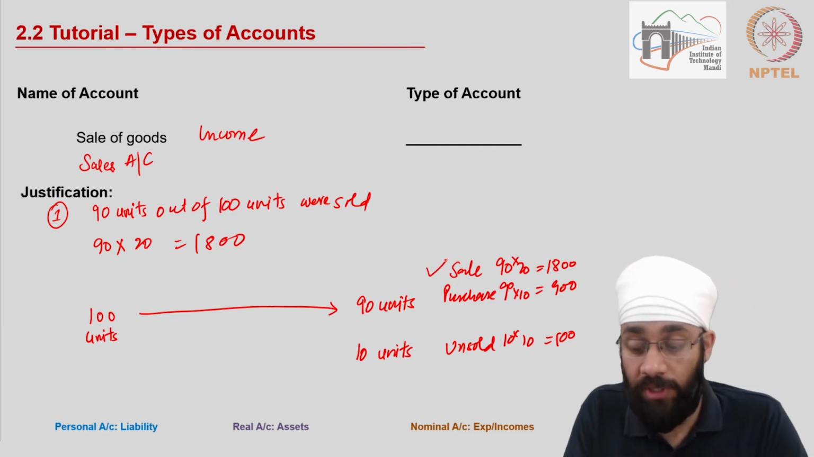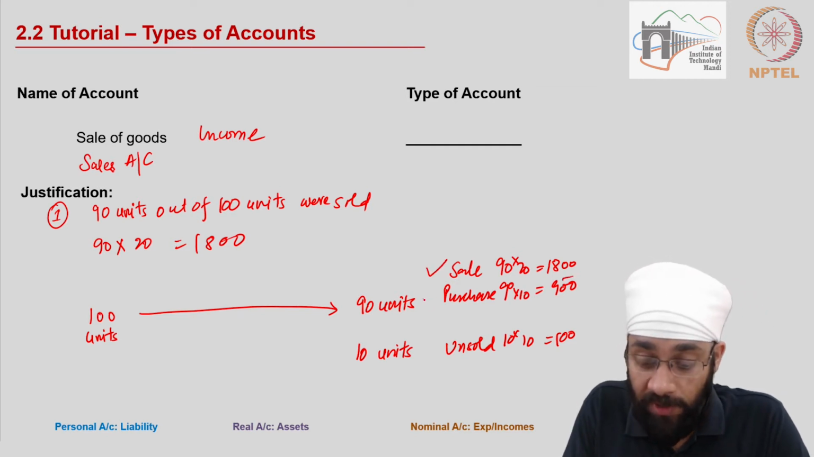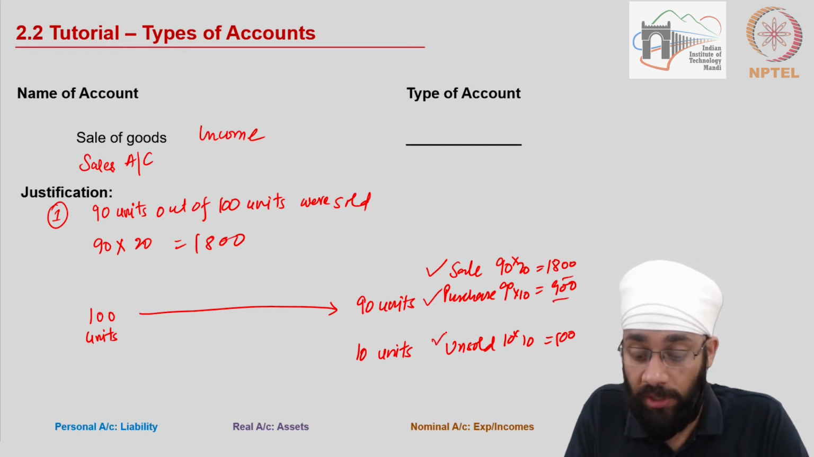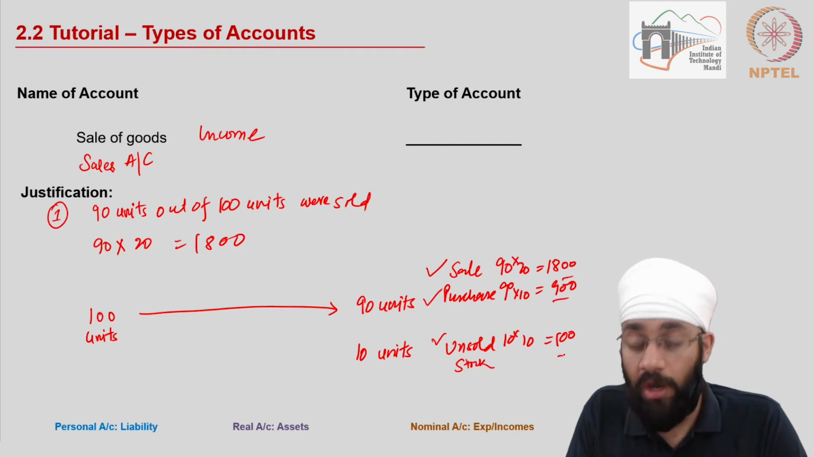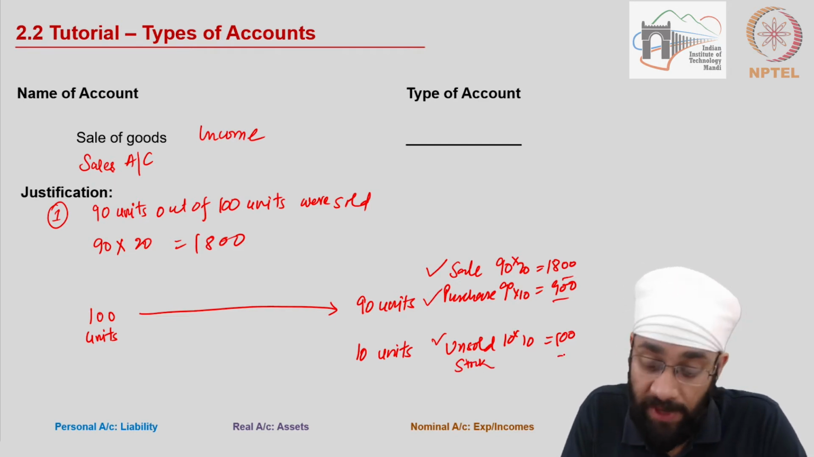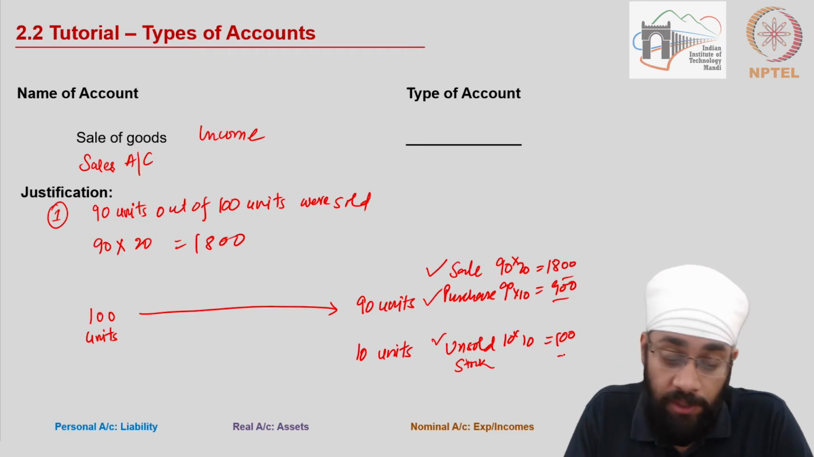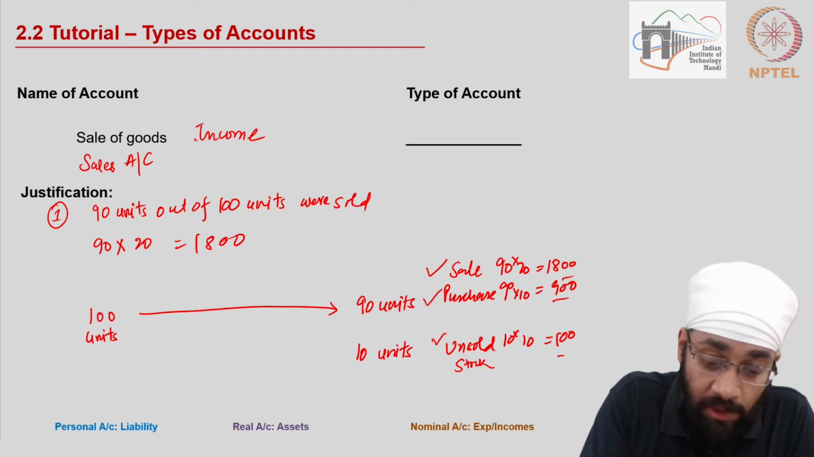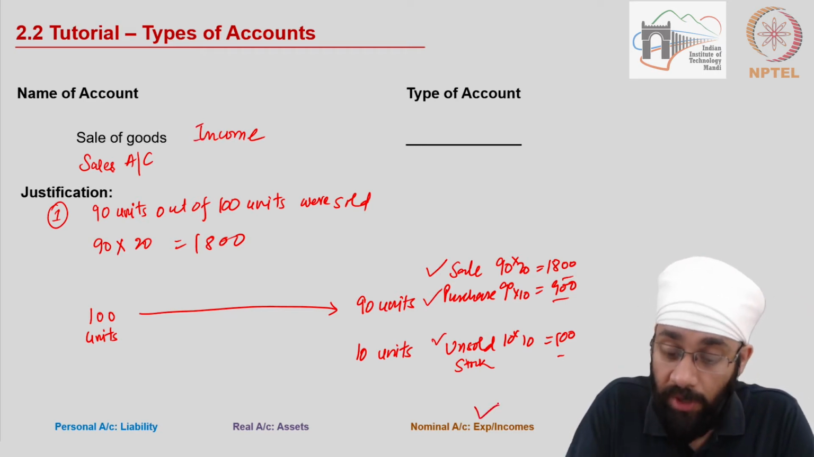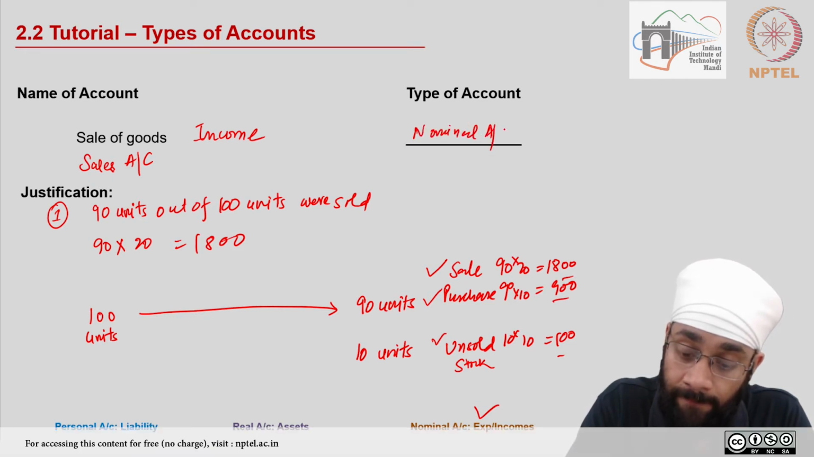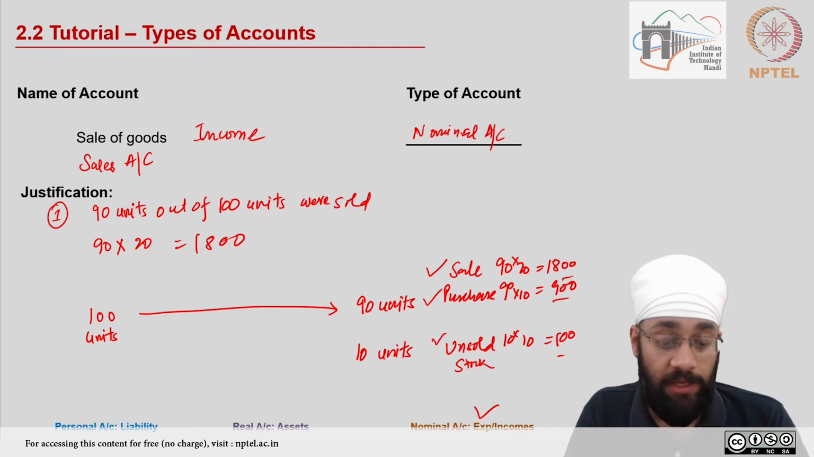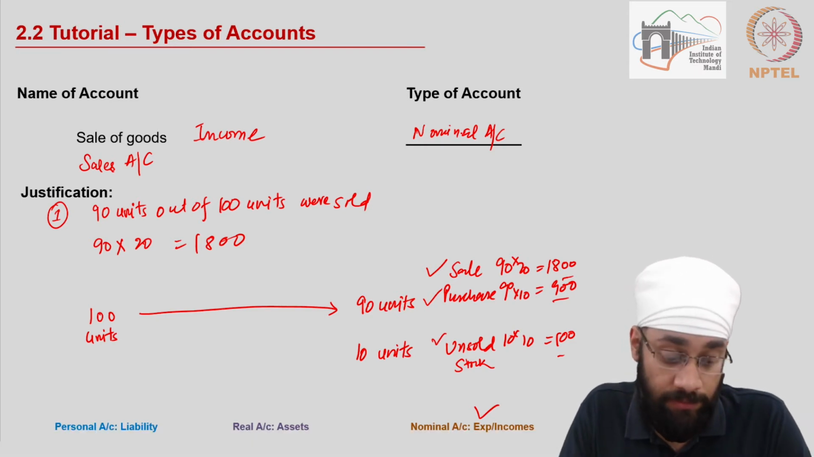So sale account is going to show 1800, purchase account is going to show 900, and unsold stock, let me write stock here, is going to show 100 as a balance in this account. So for the purpose of sale account, which is an income, we're going to call it a nominal account. Nominal account, because sale refers to income.